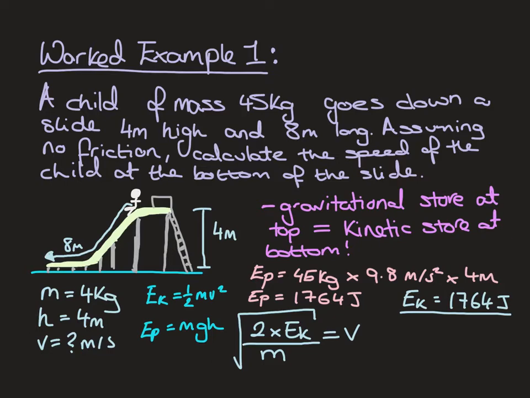So the next job is to get that as an answer. So put the numbers in, find out what we get. So we're going to do the sum 2 times 1,764 divided by 45, square rooted, and that should give us 8.9 meters per second. Okay, so the speed of the child at the bottom of the slide should be 8.9 meters per second, assuming there is no friction. And obviously we know in real life there is friction, so that might be why that looks a little high. Okay, good. Let's try another one.